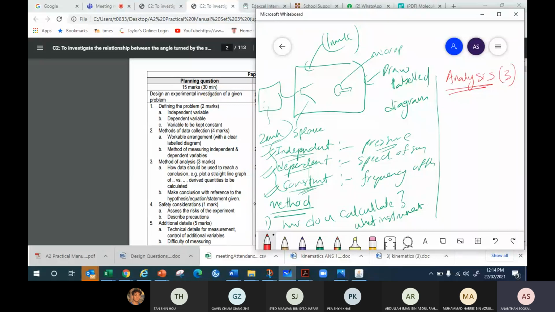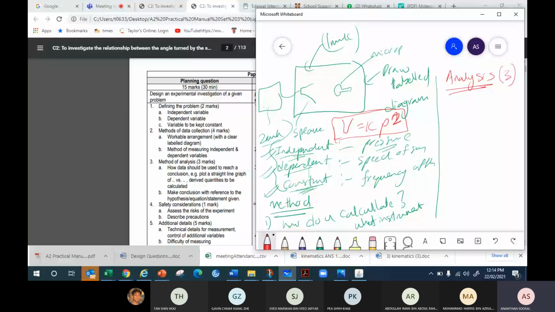Definitely in your exam question, they will give you an equation, for example, speed of sound with pressure. Say speed of sound v equals K P to the power of n, something like that. Let's say I put 2 first: v equals K P to the power of 2. They give the equation, and you are doing this experiment to prove this equation.